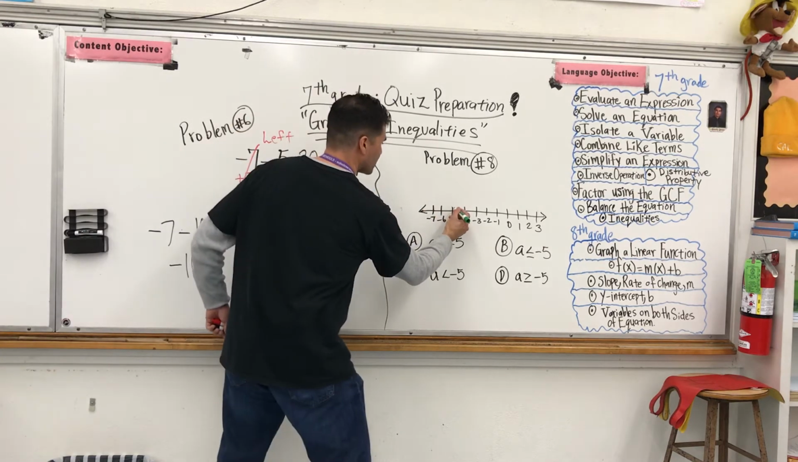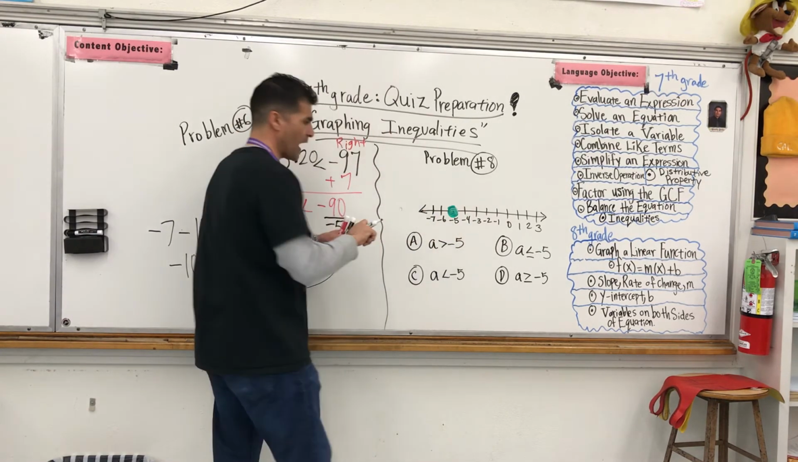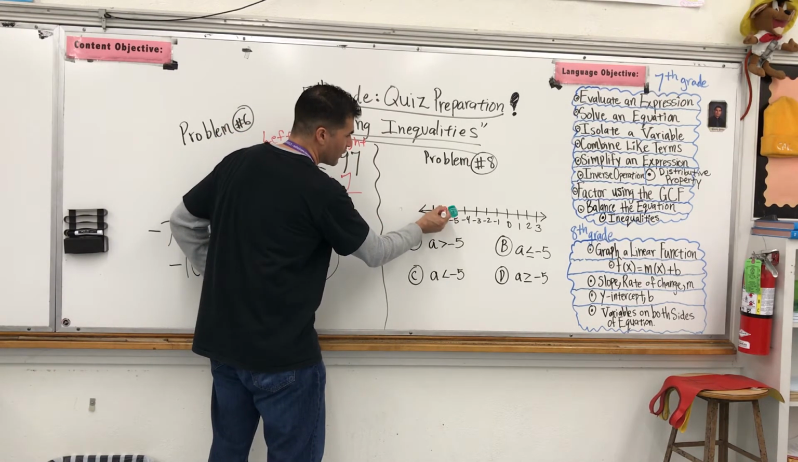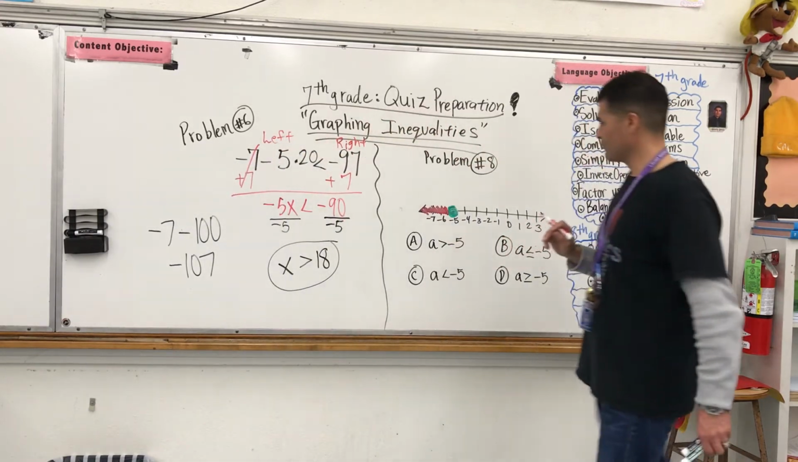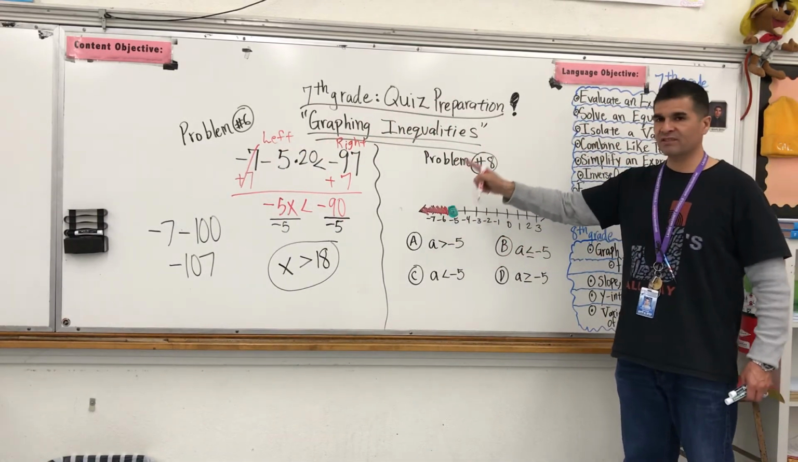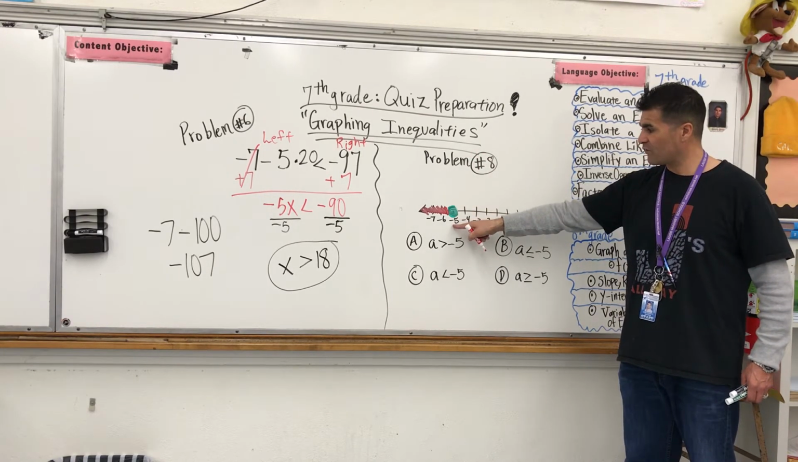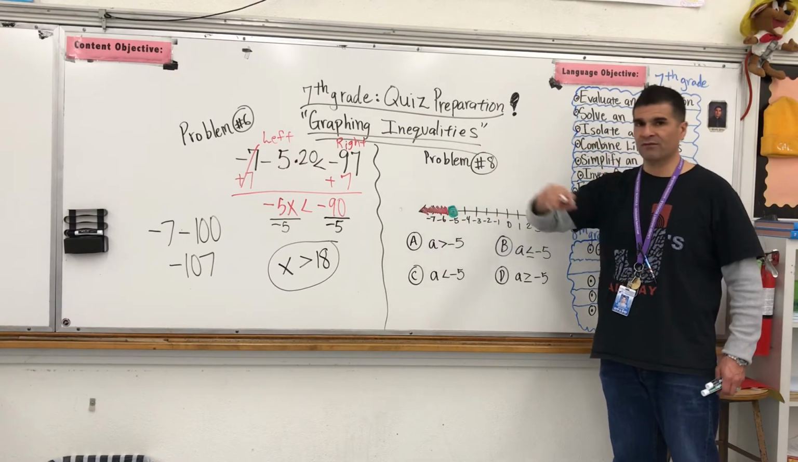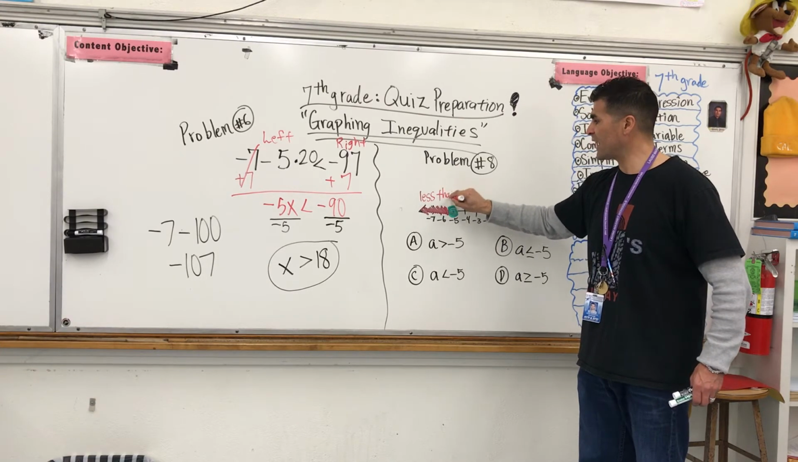I'm going to put a solid closed circle on top of -5. And I'm going to shade in all these numbers on the left of this -5. These are all the numbers that x can be. X can be this number -5, and x could be any number on the left of negative 5. These numbers are less than negative 5.